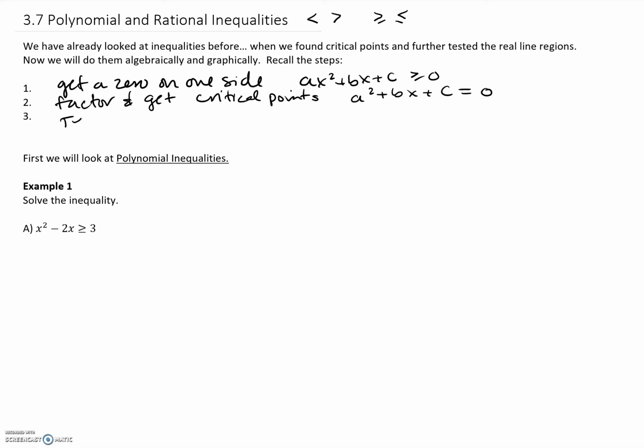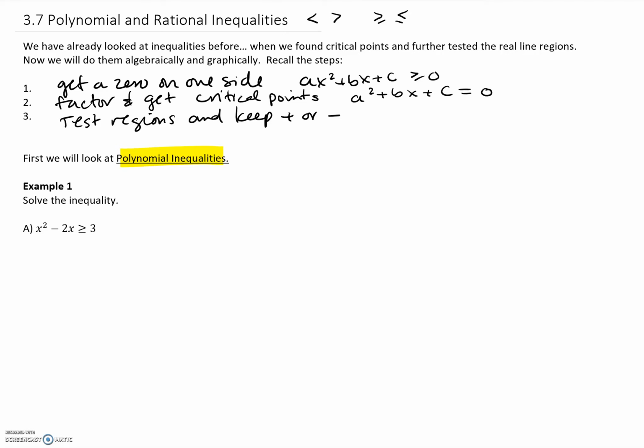Then we said test regions and keep positive or negative, depending on what the problem was asking. So those were the steps, and we're going to repeat those steps when we look at polynomial inequalities first, then we revisit a quadratic inequality.